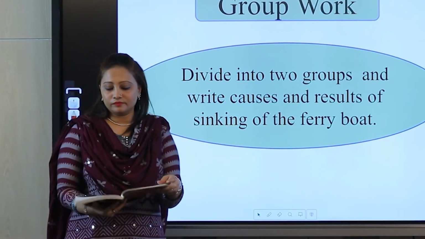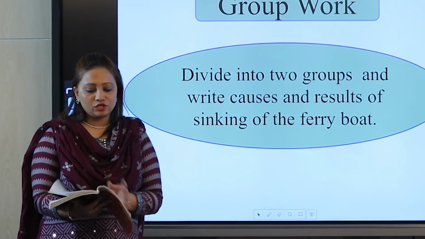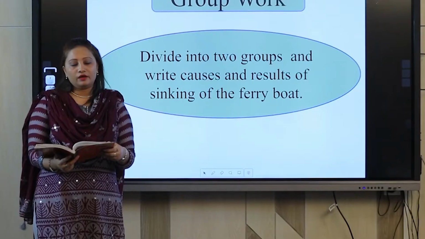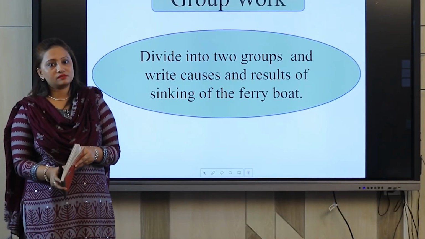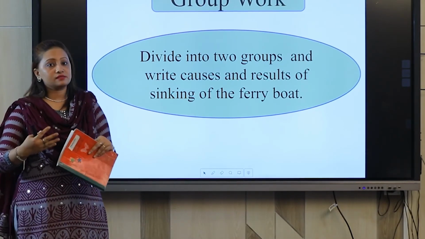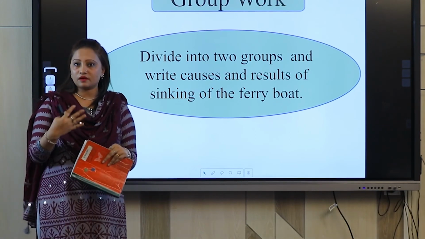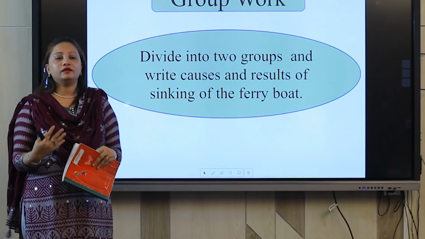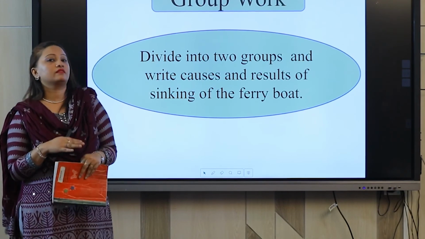So from the book, page number 44, there is multiple choice and question answer. You need to do these things also as homework, and make it as an assignment. You can consider it as an assignment, and you can drop it to your teacher after the school opens.